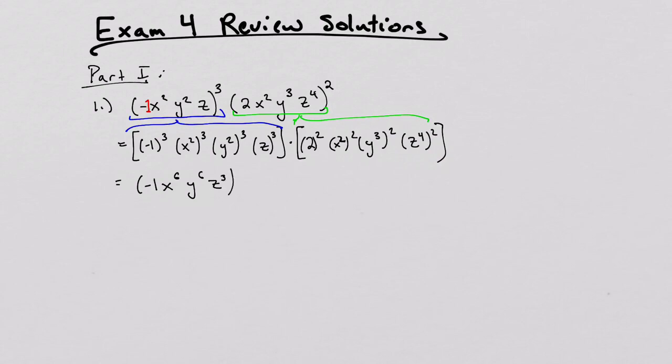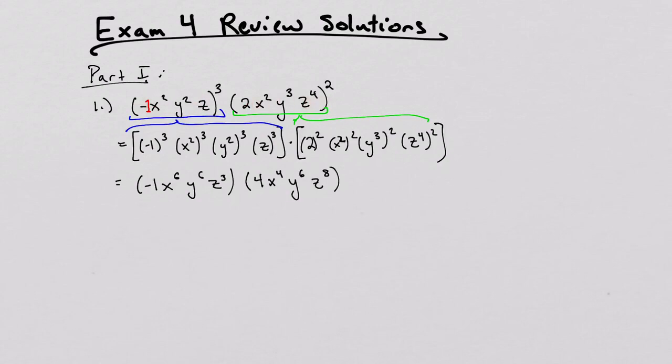And on to the second set of terms. 2 squared, that's 4. X squared raised to the second power, x squared squared, is going to be x to the 2 times 2, or x to the fourth. Y to the third raised to the second power, that's going to be, once again, multiplication of the exponents. So we're going to have y to the sixth. And then z to the fourth raised to the second power, it's going to be 4 times 2, so z to the eighth.